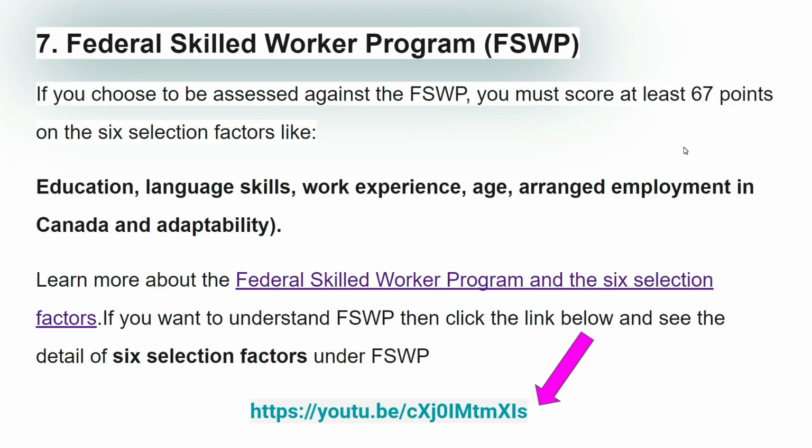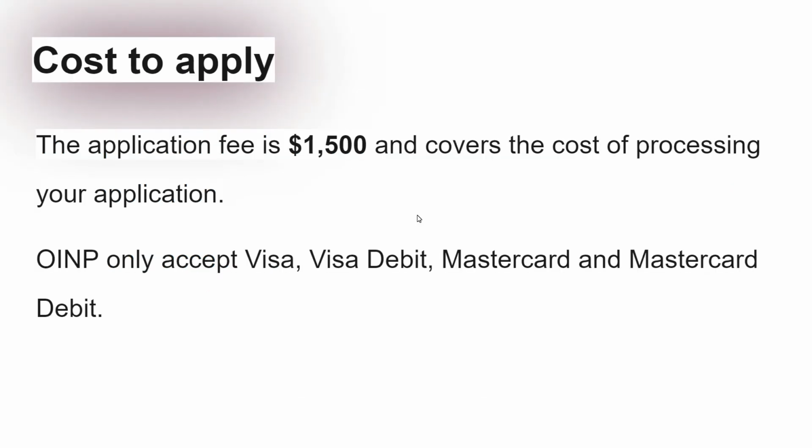If you want to know more in depth about these 6 selection factors, you have to click this YouTube link. Here is my video. I made a full video on the 6 selection factors and about this Federal Skilled Worker Program and Canadian Experience Class as well. So you can gain a lot of knowledge about that. The application cost is $1,500 Canadian dollars, which will cover the cost of processing your application. You can pay these fees only by Visa, Visa debit, MasterCard, and MasterCard debit.